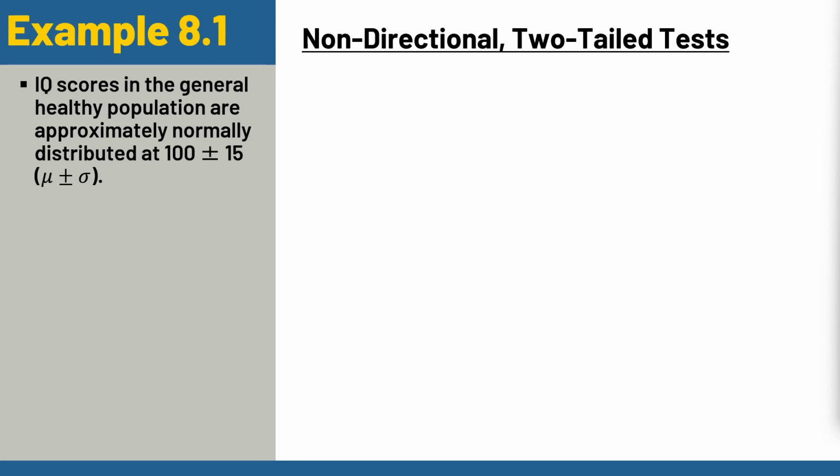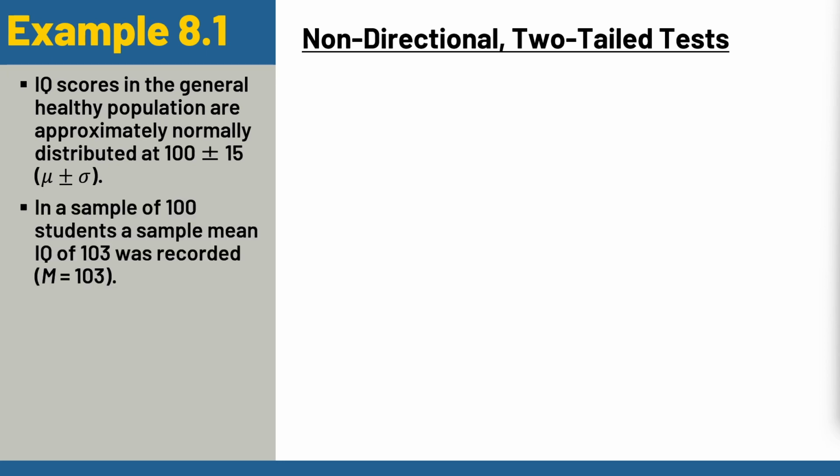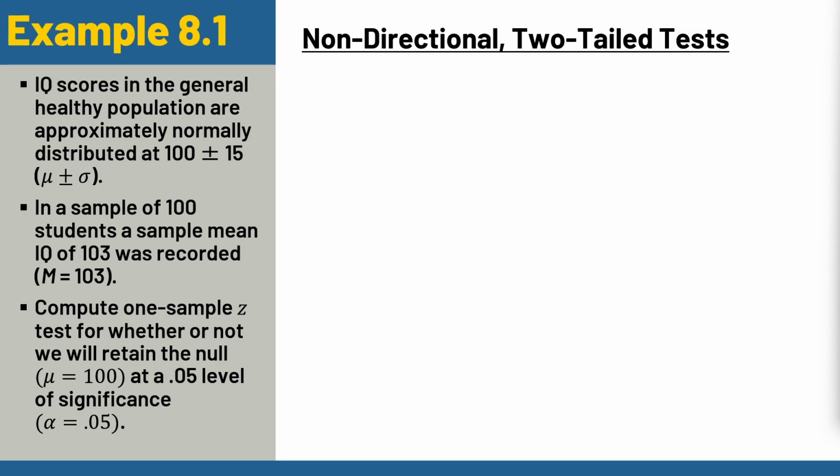So in this one, IQ scores in the general healthy population are approximately normally distributed at 100 plus or minus 15. And so let's say we collected a sample of 100 students and we found a mean IQ score of 103. So that is 3 points higher than the population mean. And so what we want to do is compute a one sample z-test for whether or not we will reject the null at a 0.05 level of significance. In other words, is our sample mean of 103 far enough away from the population mean to suggest that we should reject the null hypothesis that the population mean is actually 100, right?